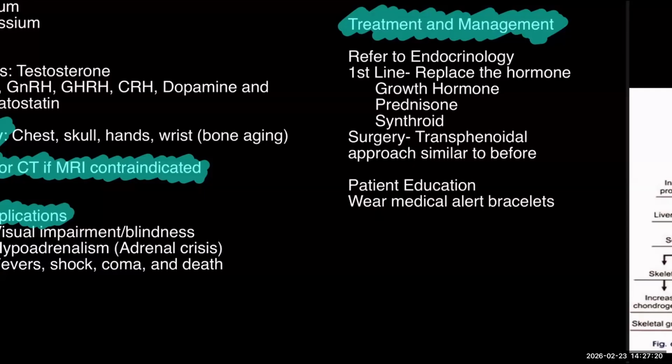If you feel they need the aldosterone boost as well, you can give them another drug for that. So it's just whatever they're missing, you just give them. If they're missing all three of those, you give them all three, and then you go from there. Surgery, again, that's the transsphenoidal approach to get through and get any tumors out, similar to what we discussed in the last slide. Patient education: wear medical alert bracelets.